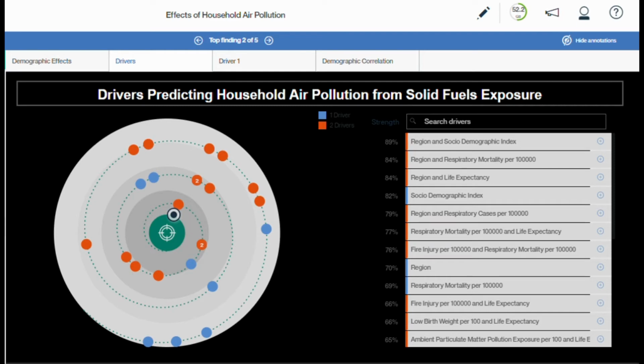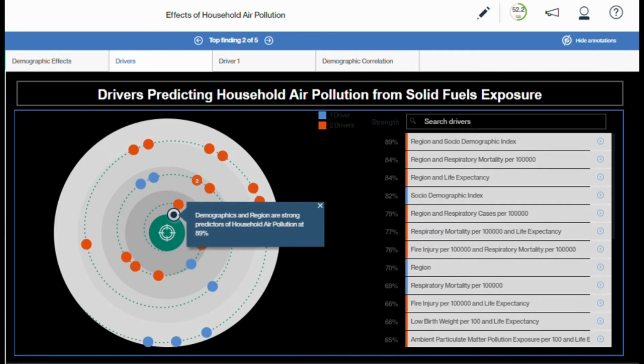Drivers predicting household air pollution. Watson Analytics identifies top drivers to predict the target HAP. A two-way ANOVA test is applied for interaction effects of the variables. Each of the top 4 drivers includes socio-demographic index and/or region with predictive strengths from 82 to 89%. The top drivers guide the analytic direction of this study.